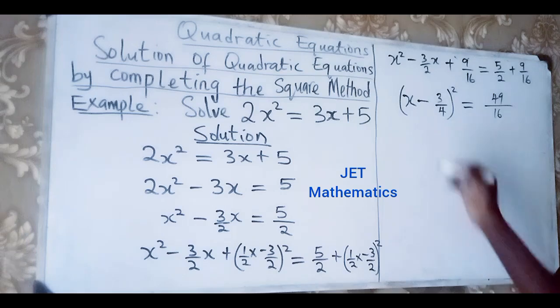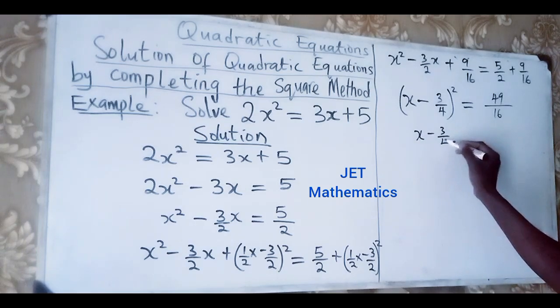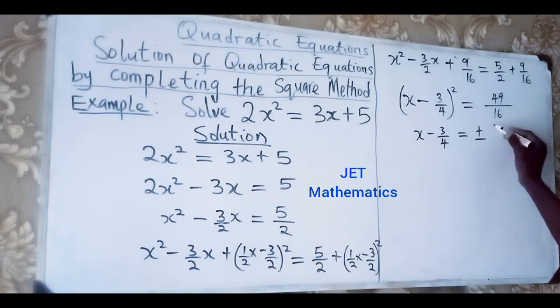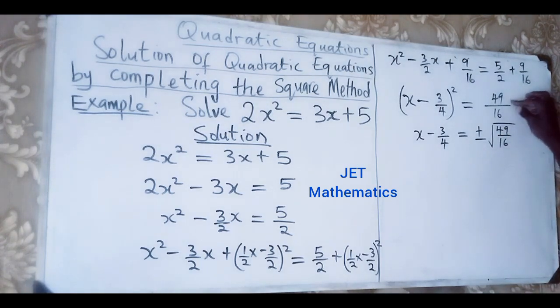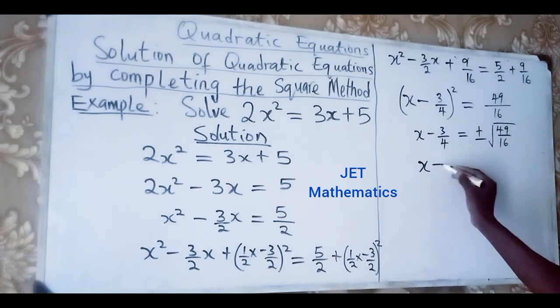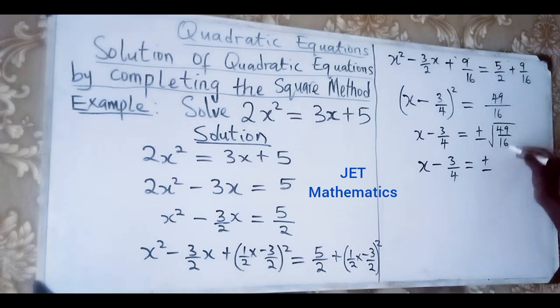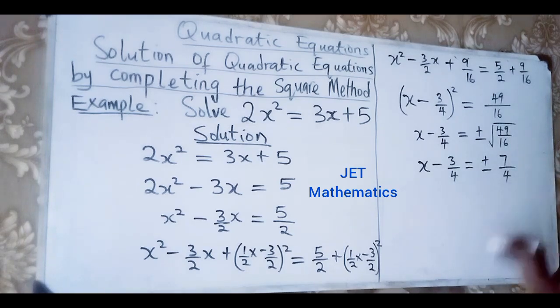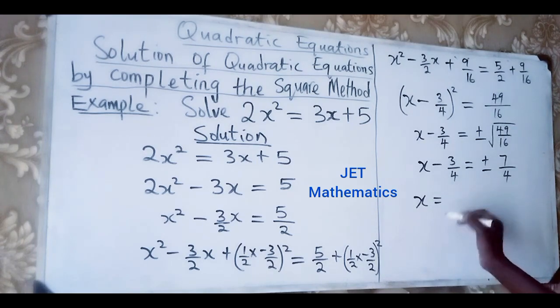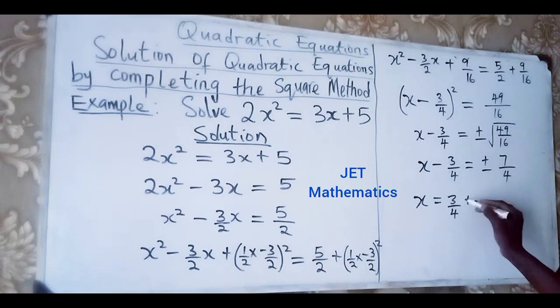Next thing, you square root both sides to remove the square from here. When you square root both sides, you are going to have x minus 3/4 equals plus or minus the square root of 49/16. So you take the square root of both sides to get rid of the square. And when taking the square root on the right hand side, you are going to have plus or minus, very necessary. And so with this, we have x minus 3/4 equals plus or minus the square root of 49 over 16, which is 7/4. So with this, we can take x equals, taking this to this side, 3/4 plus or minus 7/4.